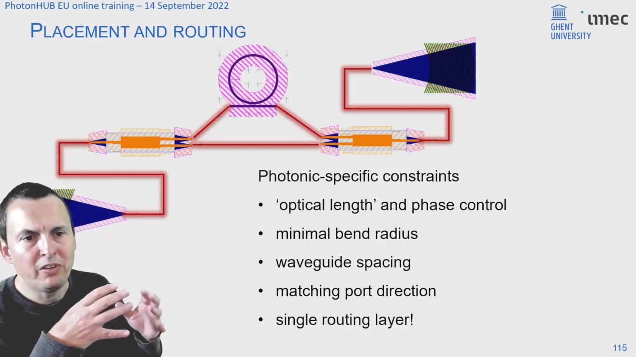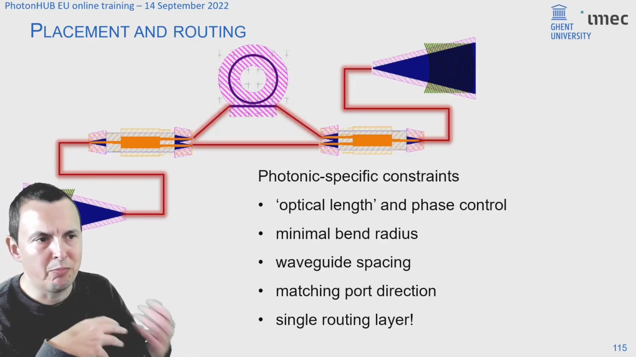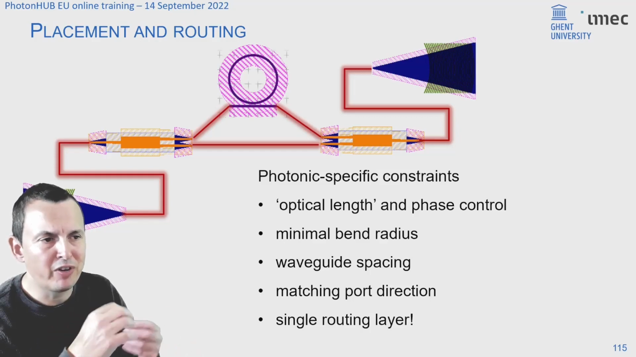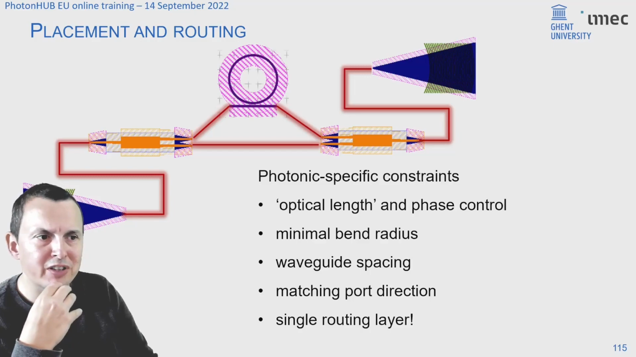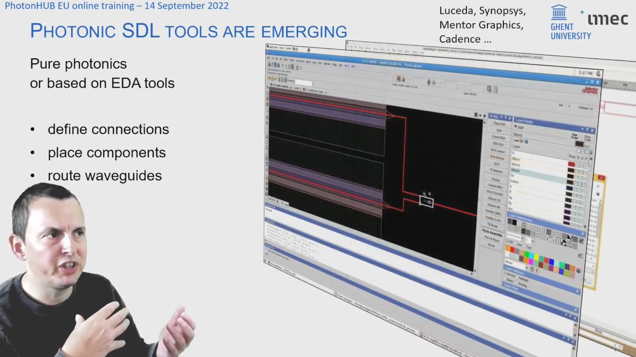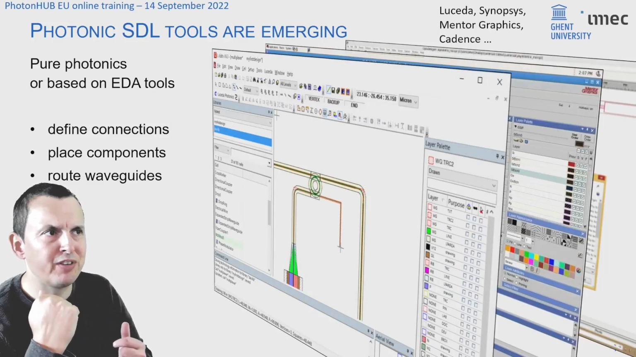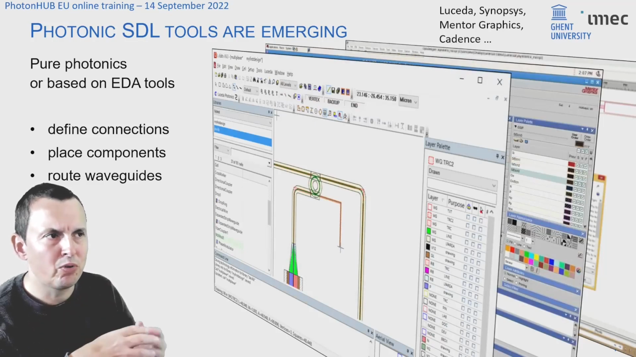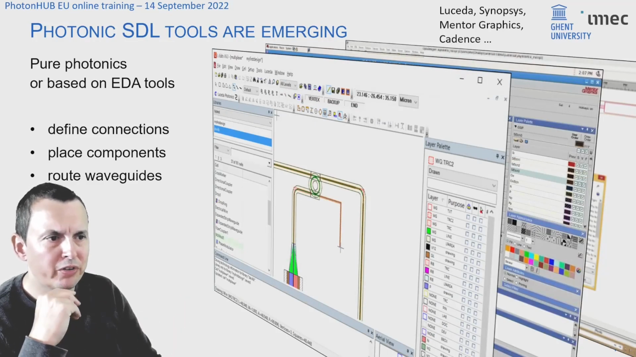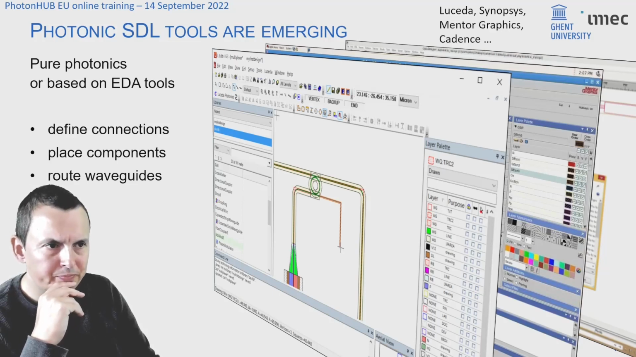Now, schematic-driven layout tools are actually helping you with this. So they provide you with visual cues, with already partial auto placement of your devices. And we see them now emerging, in many cases based on electronic schematic-driven layout tools. They really help you visually draw all the components on your chip.